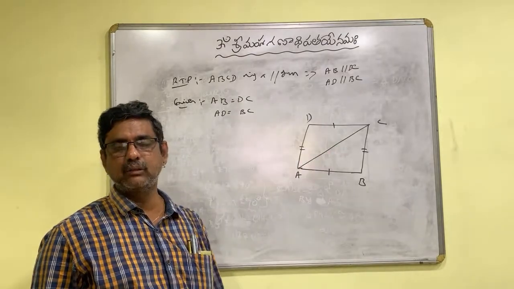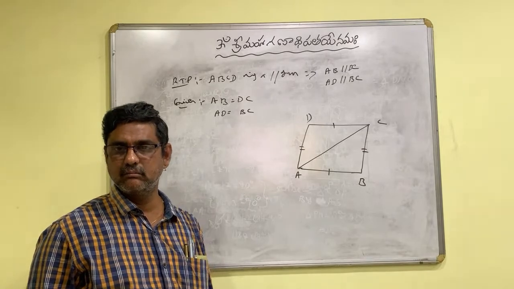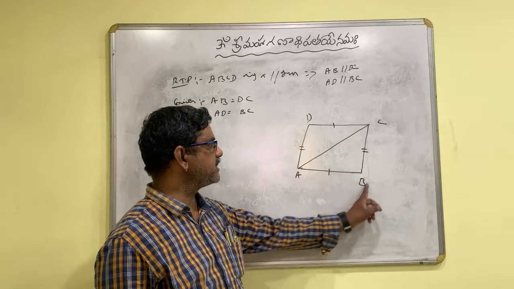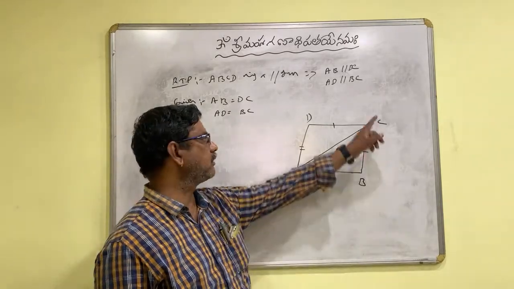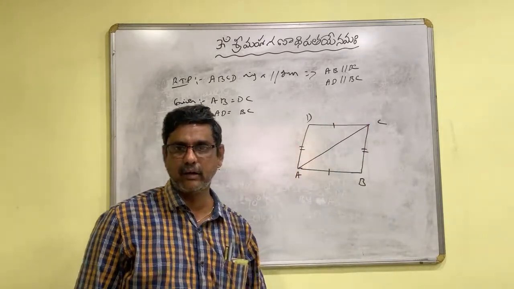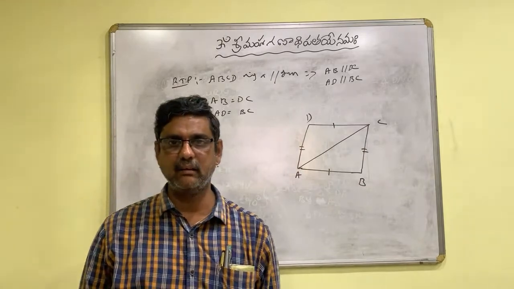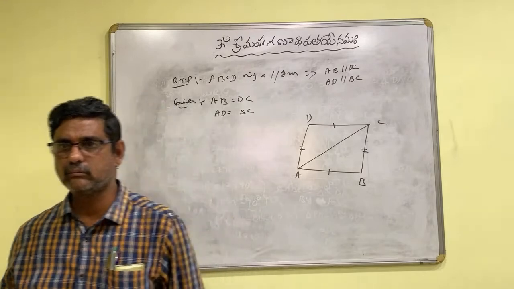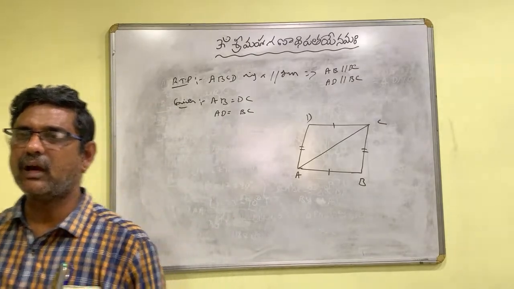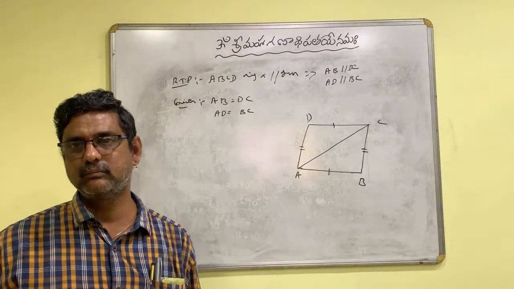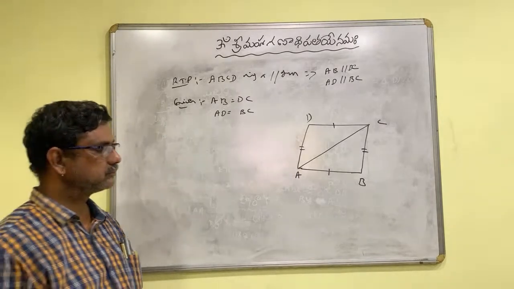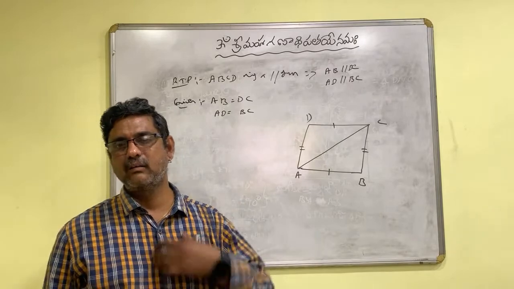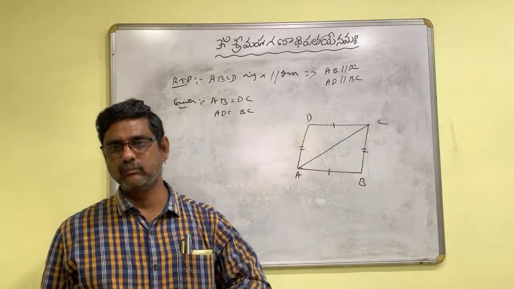Clearly, both the triangles are congruent. Triangle ABC is congruent to triangle CDA. They are congruent by SSS criteria. Okay, what else? After that, what to do?